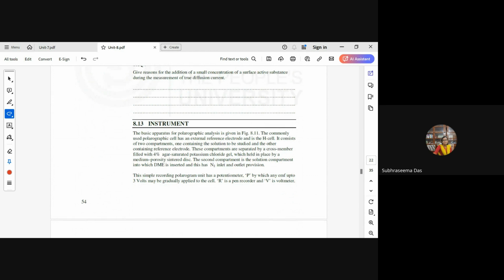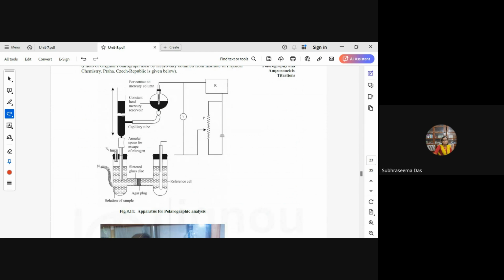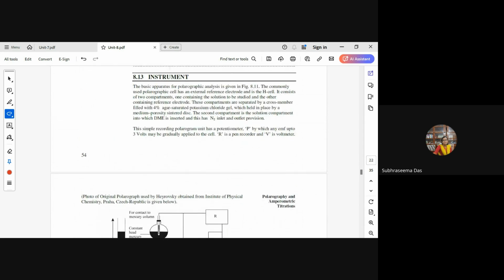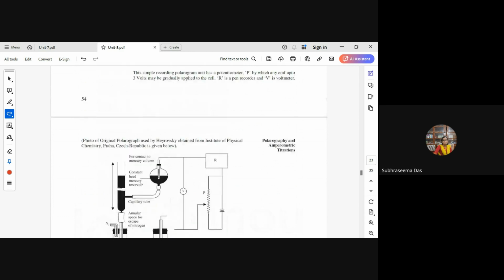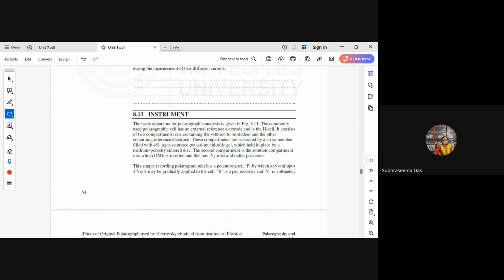Now, the basic instrumentation for polarographic analysis is shown in figure 8.11. The commonly used polarographic cell has an external reference electrode and consists, as shown in figure 8.11, of two compartments, one containing the solution to be studied, that is the unknown, and the other containing the reference electrode. These compartments are separated by a cross member, mostly an agar KCl solution, which is held in place by a sintered disc.